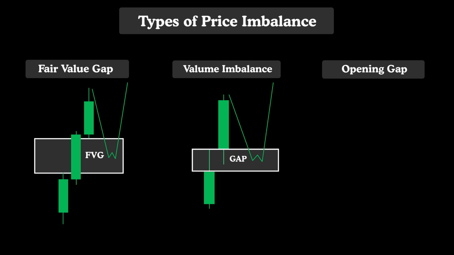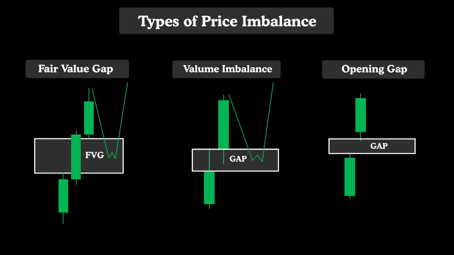The third type is an opening gap. This is the most simple and direct imbalance. When no candle exists between the prior day's close and the new day's open, a clear gap appears. This means no market activity occurred in that price zone. The market must fill this gap quickly because adjusting overnight movement is necessary. So, this gap fills rapidly, creating a short-term trading setup.